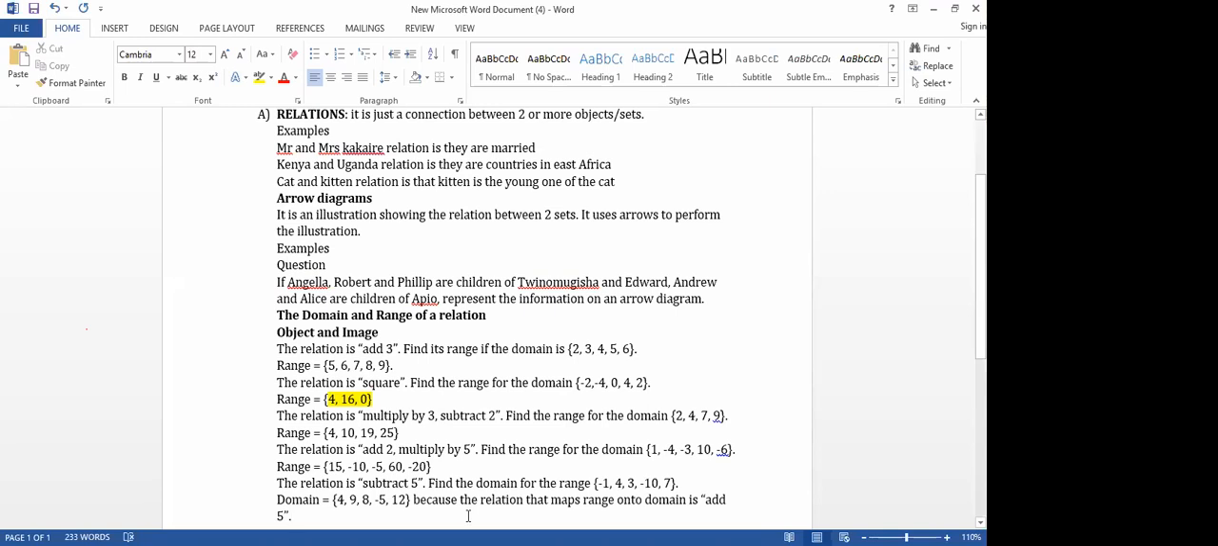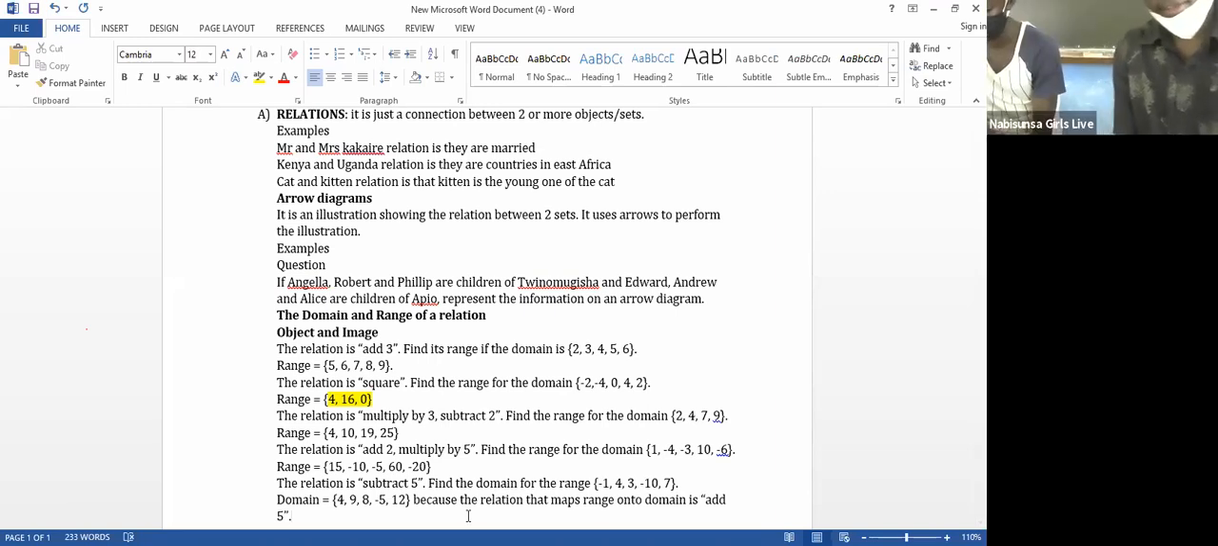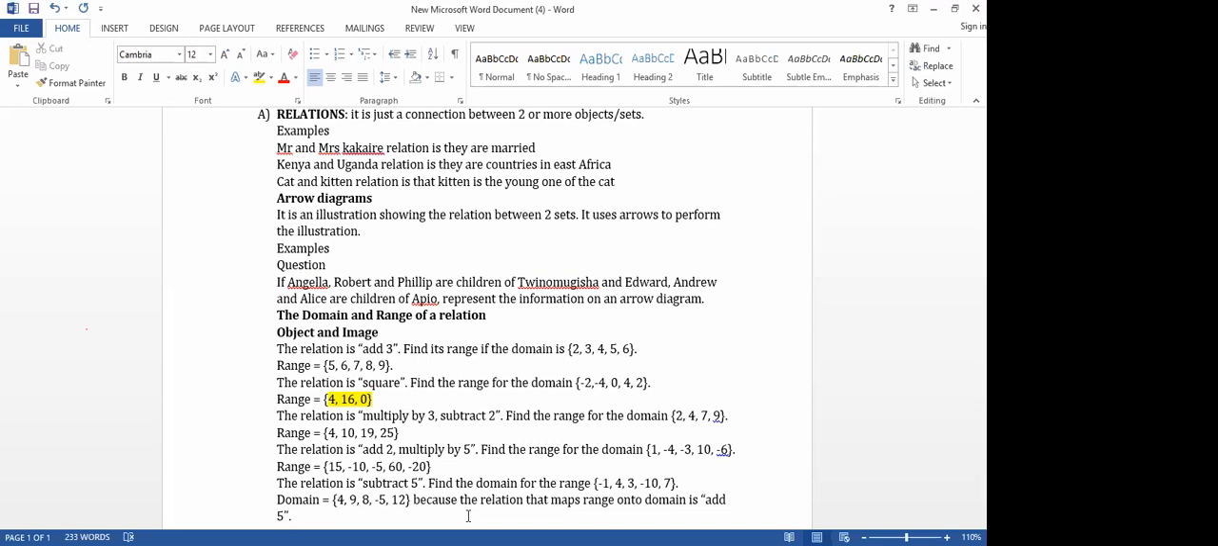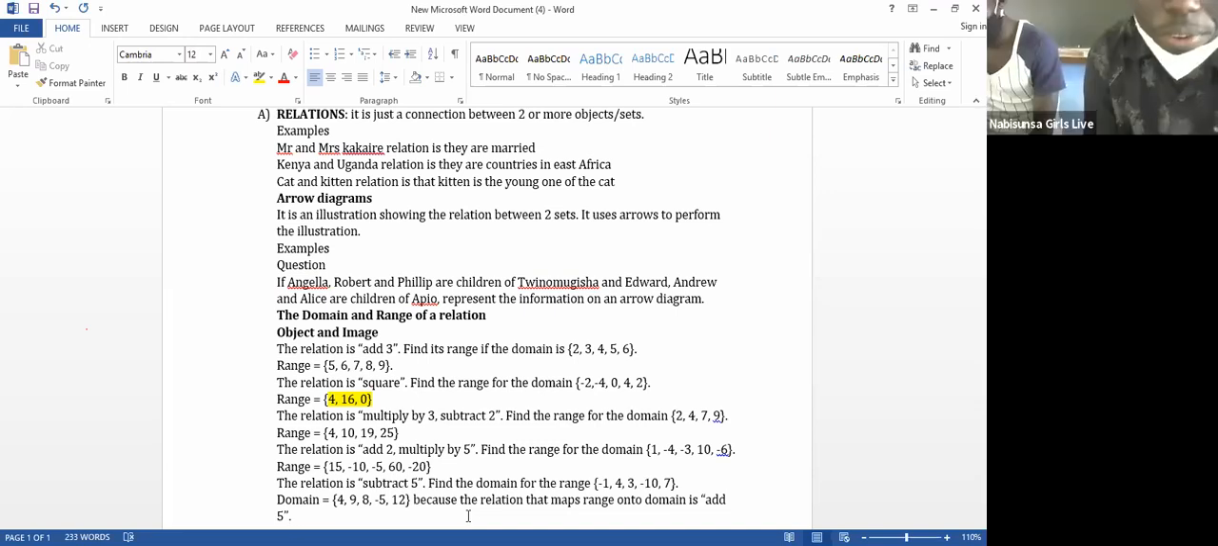I hope the explanation is clear and written. Okay. So I want us to end here. Today we looked at a relation. We looked at how to draw an arrow diagram. We looked at how to identify a domain and a range. We looked at object and image.